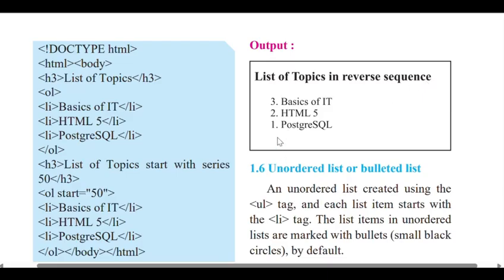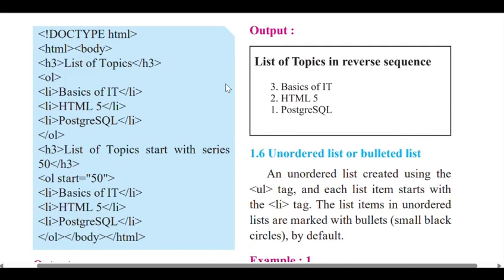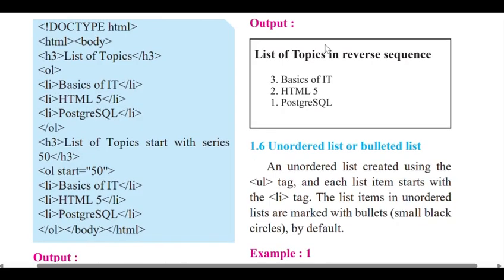List of topics in a reverse sequence. You can see 3, 2, 1. This is called the reverse sequence. Whatever numbers you will be giving or writing there, that will get reversed and the output will be shown in a reverse manner like this.